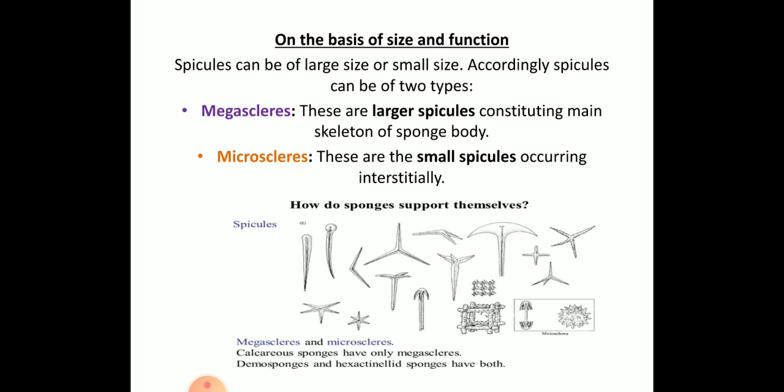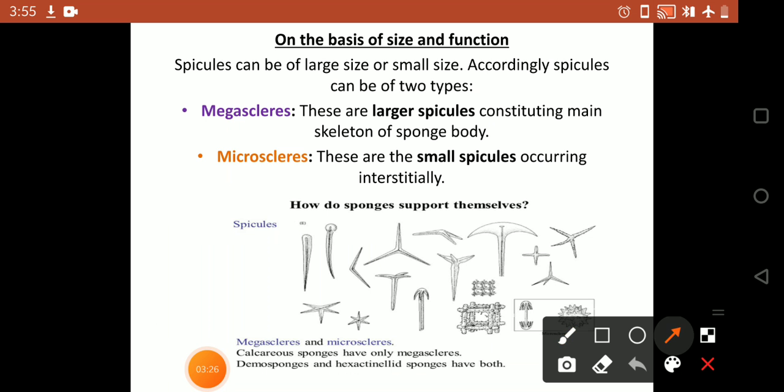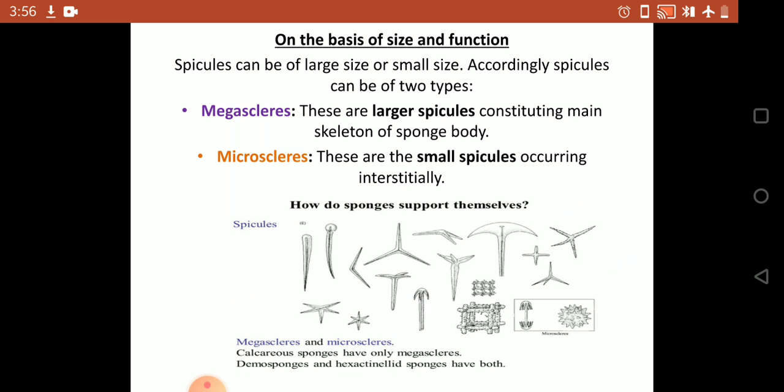Next, on the basis of their size and function, we have two different types: megasclerites and microsclerites. Megasclerites are much larger in size and form the skeleton of the sponge body, whereas microsclerites are very small. In this picture you can see the microsclerites are much smaller compared to the megasclerites. These are the microsclerites, and these all are the megasclerites.